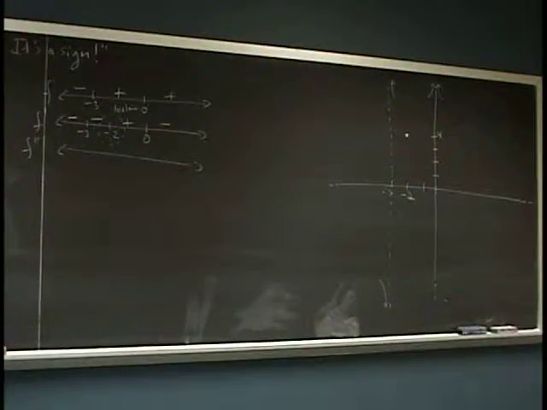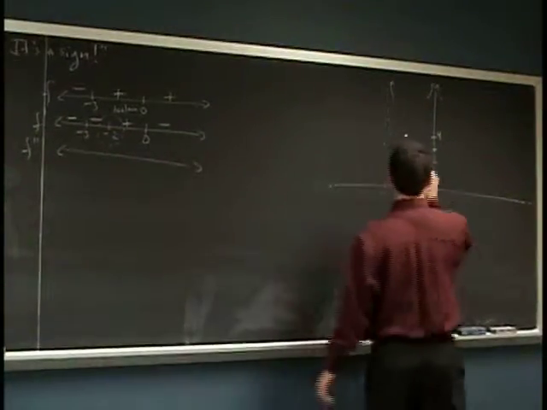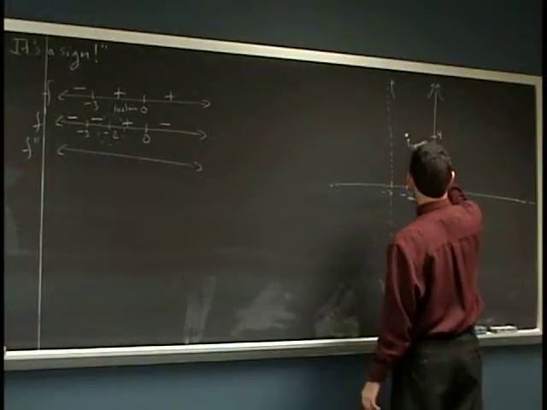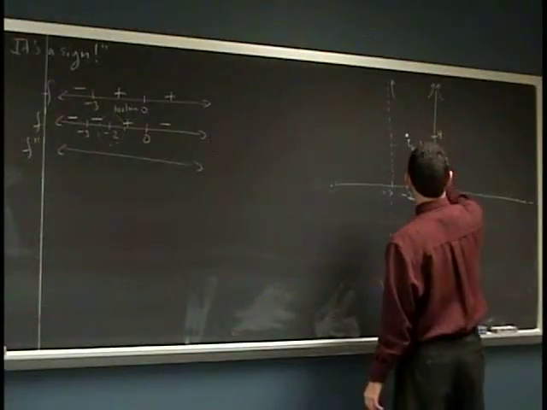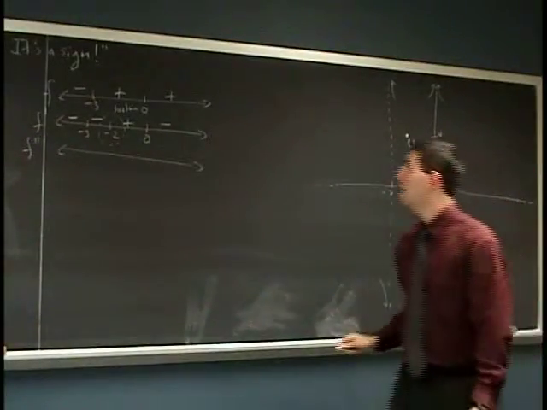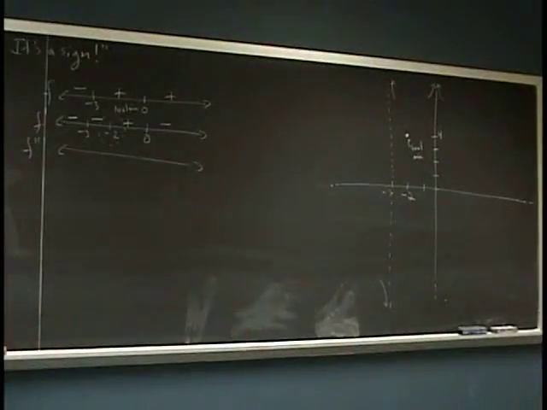Okay, so we have a local min. The only thing we don't know, we've actually had pretty much everything about this graph. The only thing we don't know is the concavity.